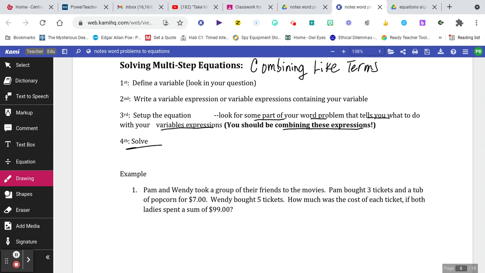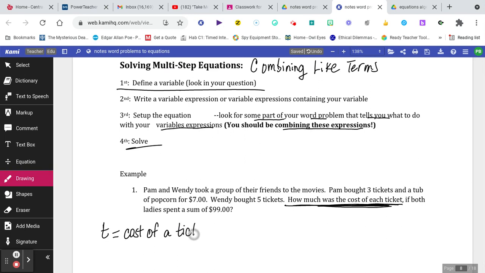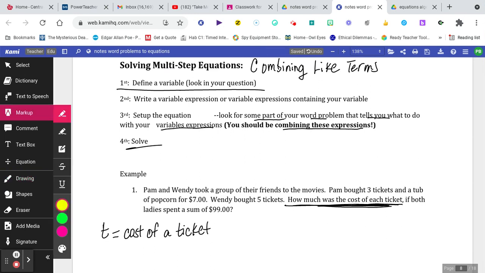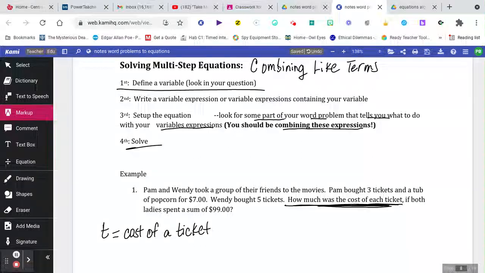All right, so I'm going to go to my question first because it says define the variable by looking at your question. How much was the cost of each ticket? So I'm going to do T for cost of a ticket. All right, but I want you to know that Pam and Wendy bought tickets. So I'm going to have to set up 2 variable expressions. I know that the sum that they spent was $99.